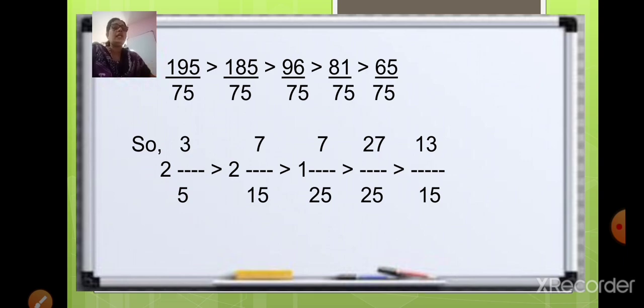So when you write it in descending order, you write it as 2 3 upon 5 will come first. Then 2 7 upon 15. Then 1 7 upon 25. Then 27 upon 25. And then 13 upon 15. That is, you are writing the fractions from bigger fraction to smaller fraction. Okay.